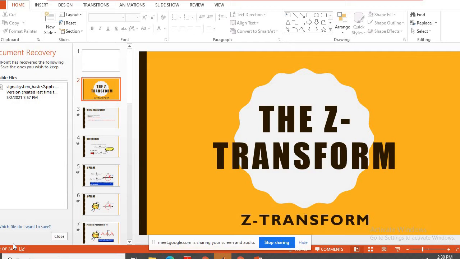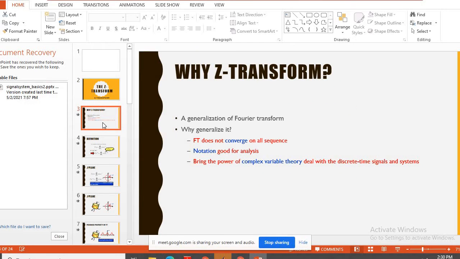Now, there are n number of reasons because of which we are going for Z transform. In the generalized form we have Fourier transform, and it is not going to converge for all sequences. Comparatively, the notation is difficult, as I mentioned, because it includes the integration part, and summation is definitely less complex. It also brings the power of complex variable theory to deal with discrete time signals and systems. This is also one advantage which we get with the help of Z transform.